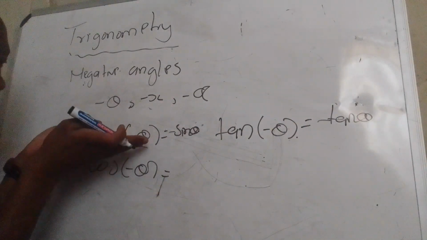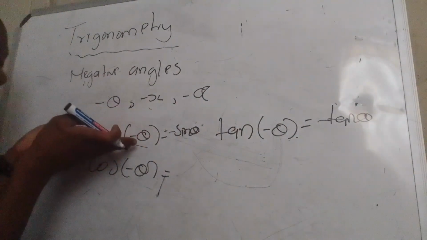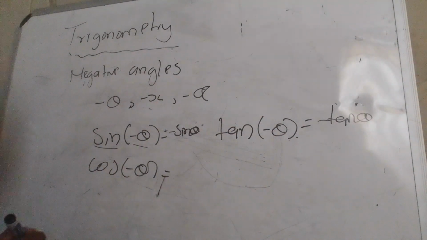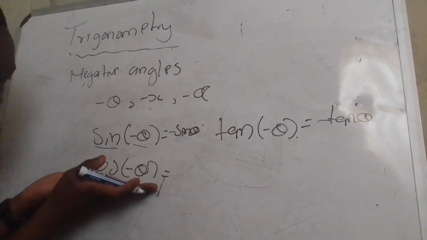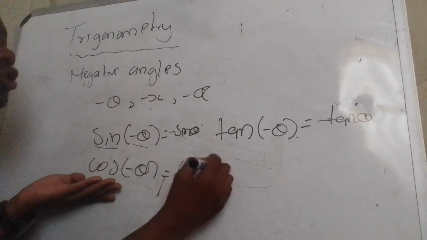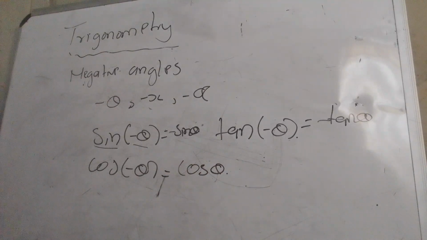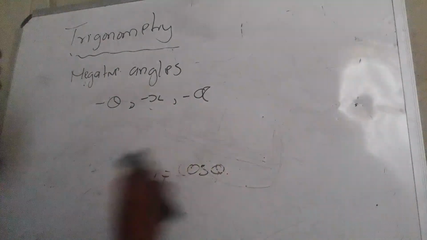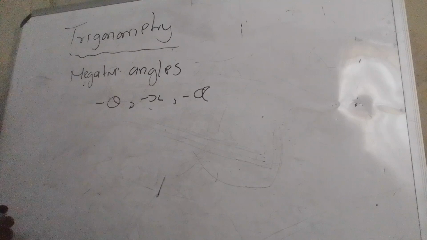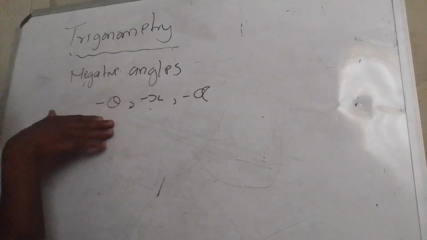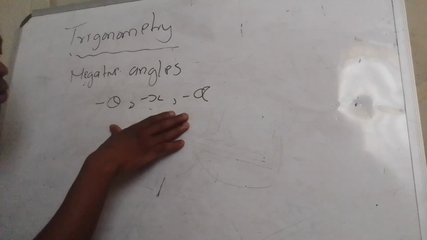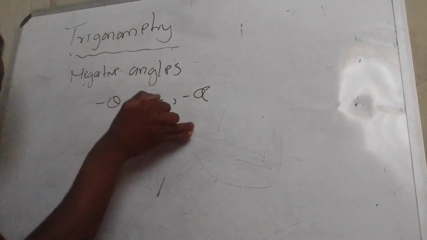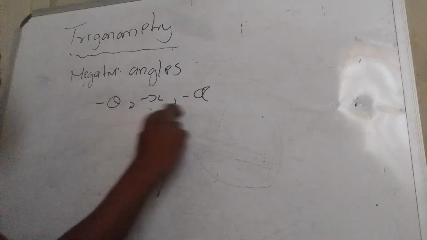So if you have a negative angle, only cos is going to be positive. Let me repeat. I'm saying, guys, once we have negative angles, tan and sine will be negative, only cos will be positive when we have negative angles.